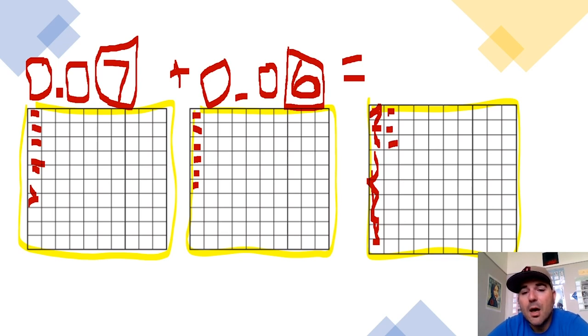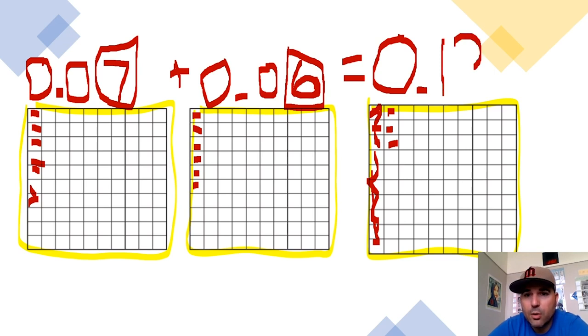1, 2, 3. Again, I ask myself, have I made a whole square's worth? No. So I don't have a whole square. But I do have some of it. I have 13 of the 100, or 13 hundredths.